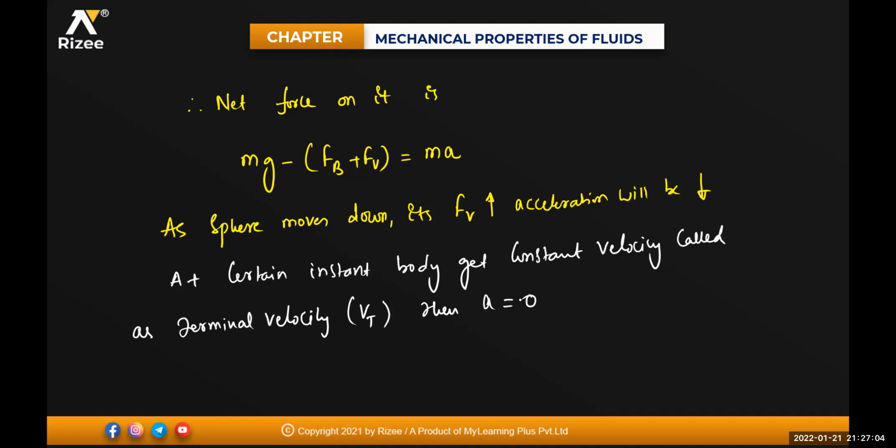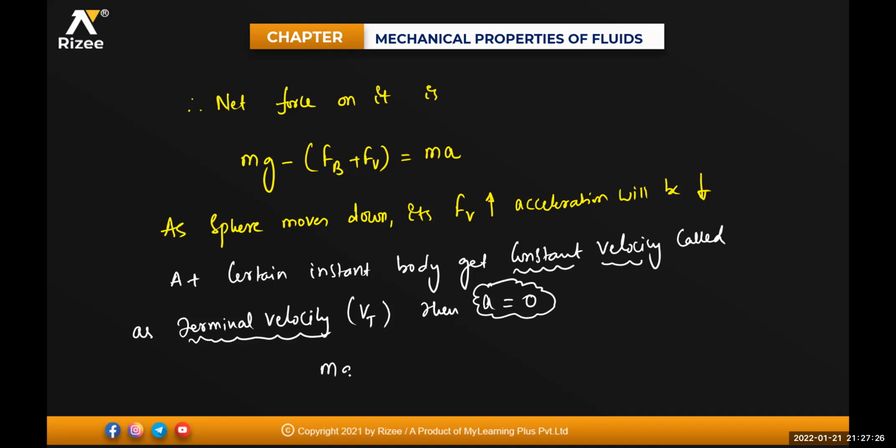Because if the body is dropping in a very huge liquid column, then initially it will be accelerating, but after a certain interval of time the body will get a constant velocity. That constant velocity we call the terminal velocity. This is a constant velocity, so acceleration will become zero. Now in the above equation, you take acceleration to be zero.